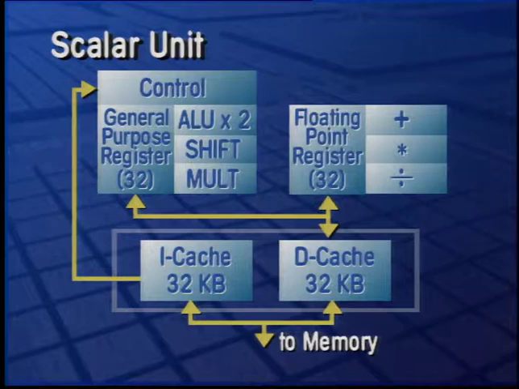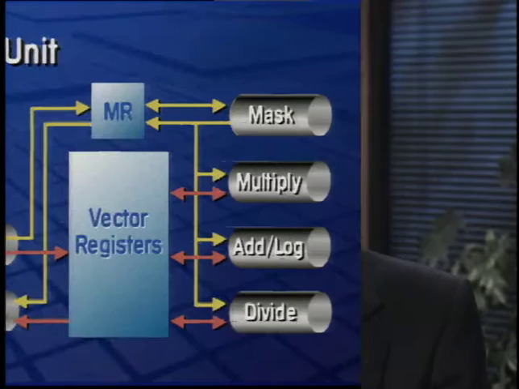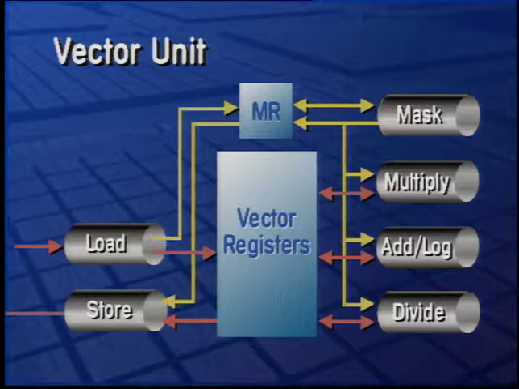Next, let's look at the vector unit. The vector unit is based around the vector registers. The total capacity of the vector registers is 128 kilobytes. There are 3 arithmetic pipeline circuits, that is, multiply, add logical, and divide. 2 of the 3 arithmetic pipeline circuits can operate simultaneously.